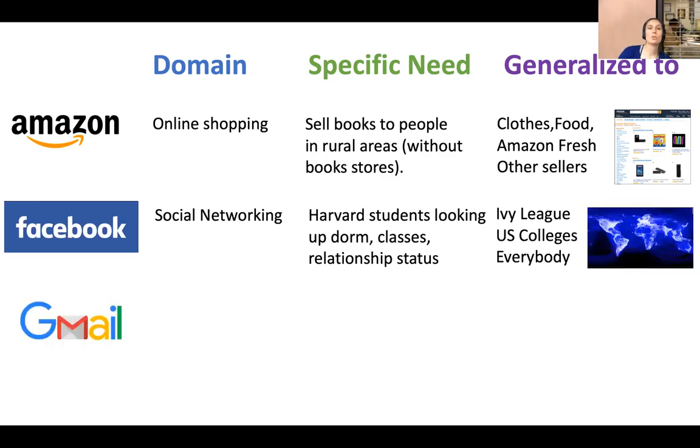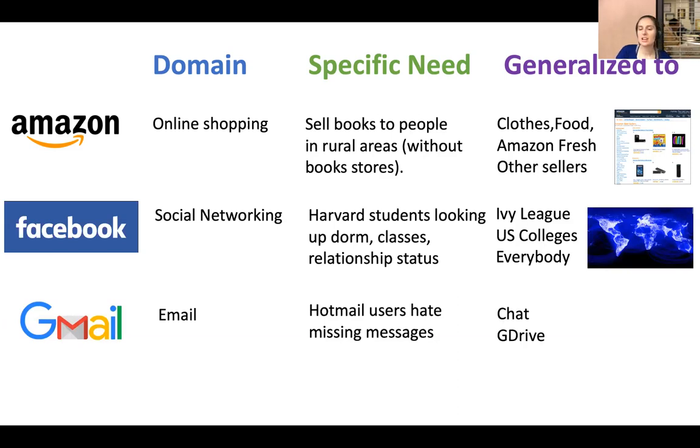Anyway, okay. So Gmail, now it's like the email. Like I think it kind of won the email market. But the specific need they started with was people using Hotmail, which was the dominant thing at the time, were missing messages because it didn't reload while you were in the application. And they hated missing messages. So if they figured out how to get this stuff to update in real time, then they could generalize to chat, to Google Drive, to Google Docs, to all these absolutely essential tools for productivity. But it started with, how do I get my emails to update faster?